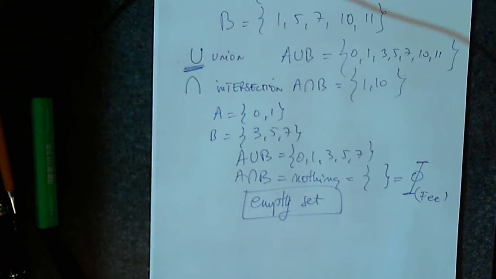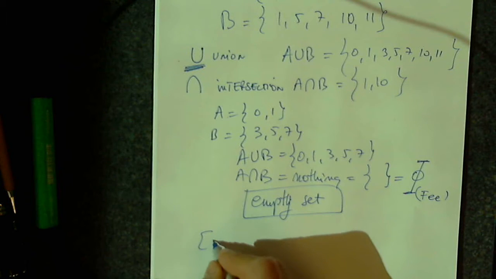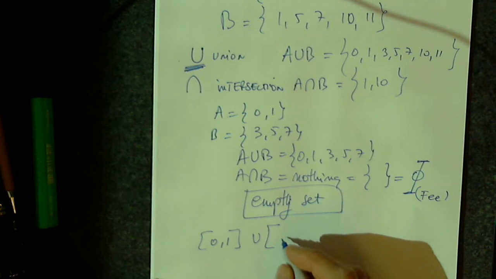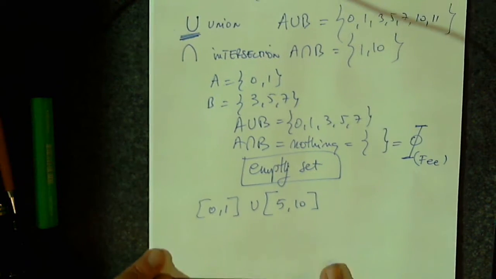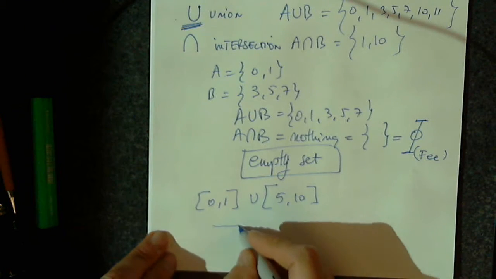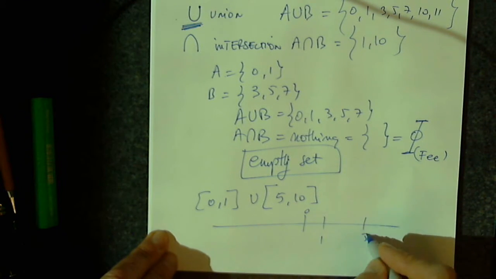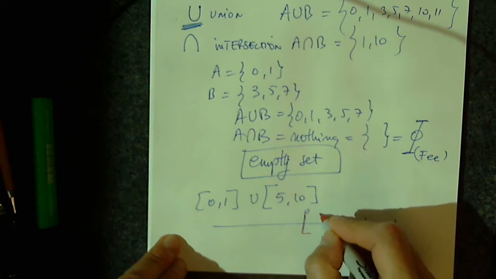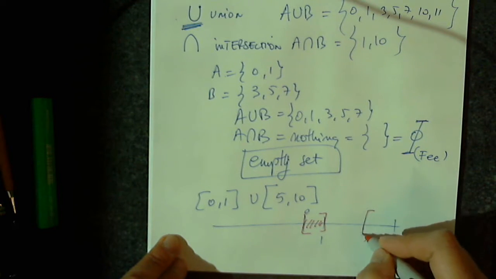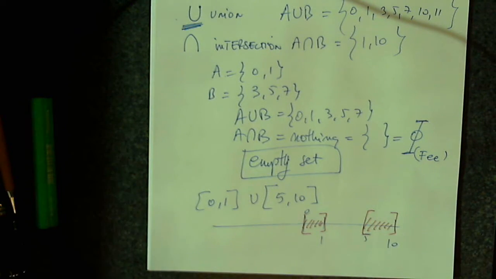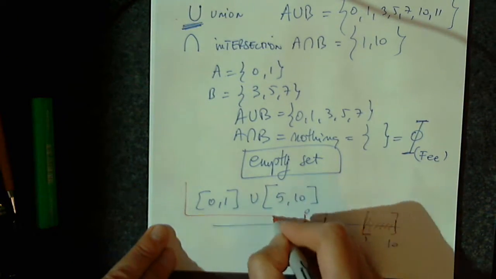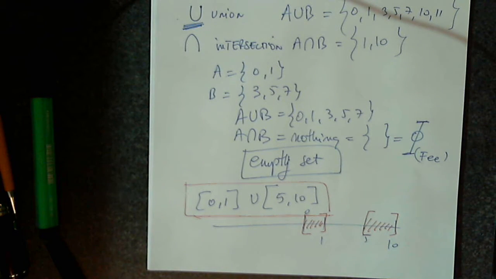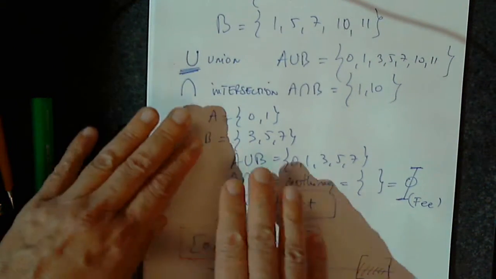Now let's look at union and intersection of intervals. So let's say I have 0, 1, union with 5, 10. Okay, let's take a look. Here's 0, here's 1, here's 5, here's 10. So 0, 1 is this interval with brackets. 5, 10 is this interval with brackets. So this must be the union, and there's nothing I can do to it. The union of these two sets is them putting them together, exactly like here.